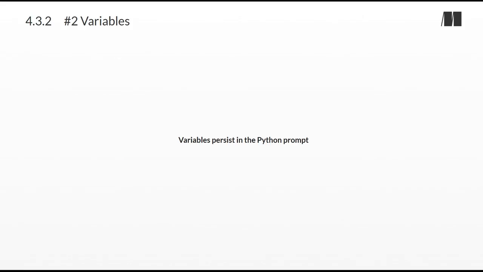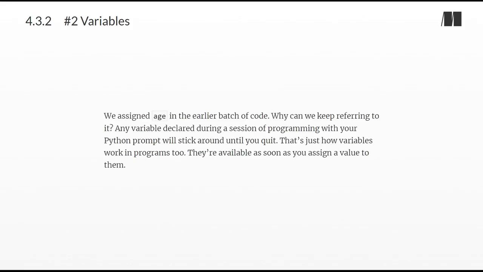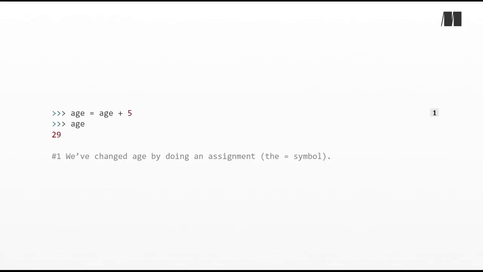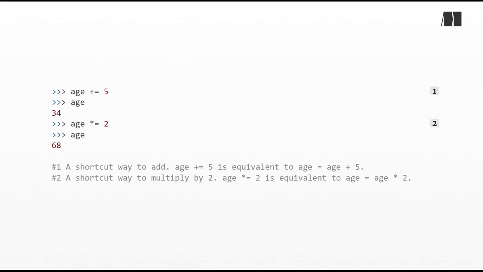Variables persist in the Python prompt. We assigned age in the earlier batch of code. Why can we keep referring to it? Any variable declared during a session of programming with your Python prompt will stick around until you quit. That's just how variables work in programs too. They're available as soon as you assign a value to them. But notice that the variable age didn't change when we said age plus 3. To change it, we need another equals assignment statement. See this code? Let's see a few more ways to change what a variable refers to.